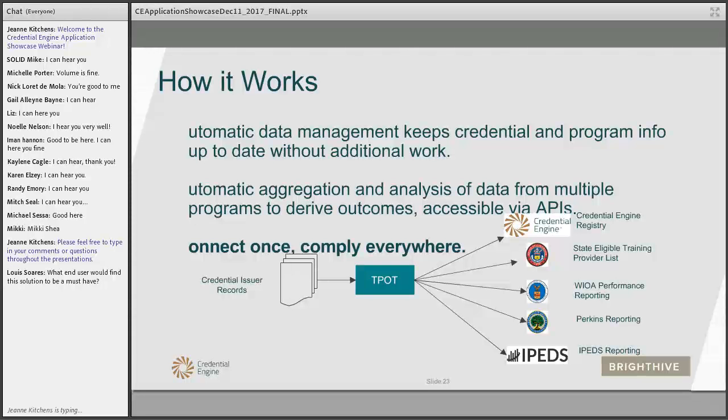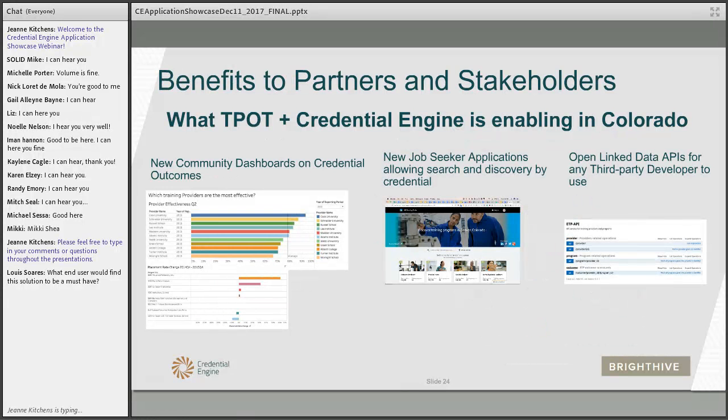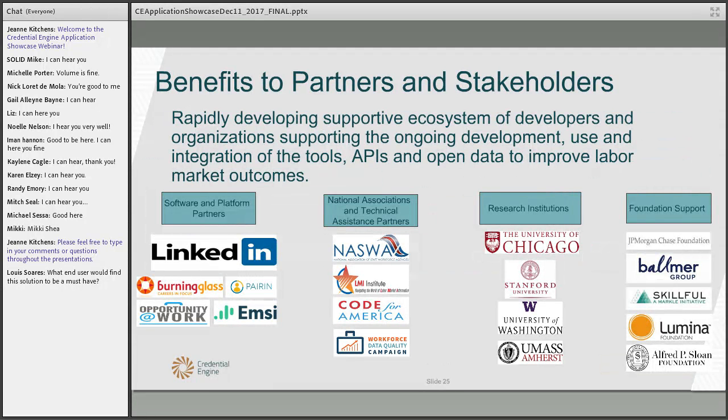Ultimately, this is allowing individual institutions to essentially connect their data once and comply everywhere and get their data into the Credential Registry faster and have it actually connected with wage and employment outcomes, which we're really excited about. One of the states that's doing this right now is the state of Colorado, and this is allowing the state to, by early next year, have community dashboards that have credential level outcomes, to have third-party applications built for job seekers on top of that newly linked data, and have APIs that any new third-party developer can build on top of with the associated outcomes.